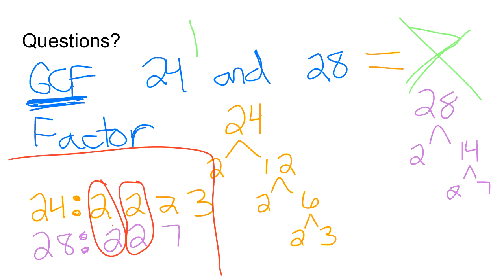So we circled what we had in common. We circled a 2 that they had in common, and then they had another 2 in common. And now all we're going to do is multiply one 2 from each of those groups to find our greatest common factor, which is 4. Good job, Melissa. So once you do your two factor trees and you line up your numbers, you're just going to circle the common ones and multiply one of those numbers from each circle.